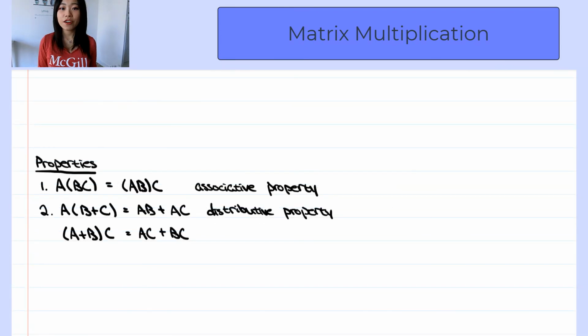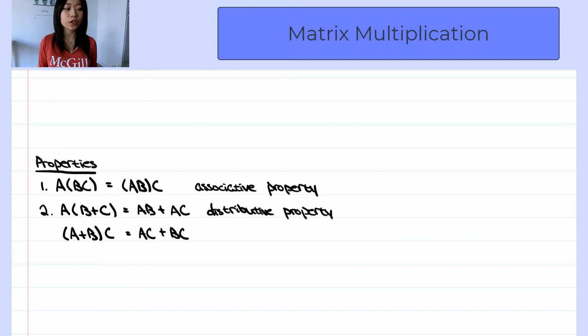Note that the order of multiplication is important for matrix multiplication because we want to match the number of columns from the first matrix with the number of rows from the second matrix. So if we can do A times B, that doesn't necessarily mean that we can do B times A. Even if we can do B times A, it doesn't mean that the result of A times B equals B times A.